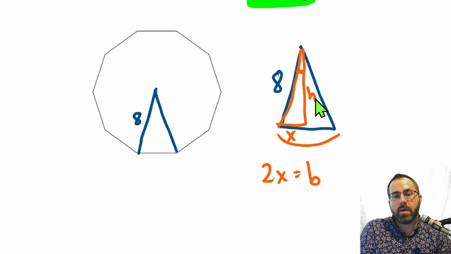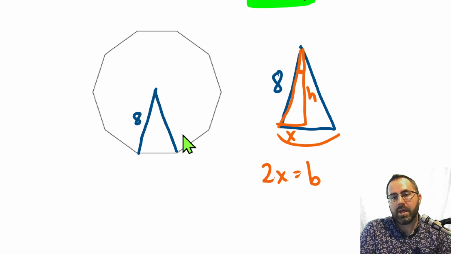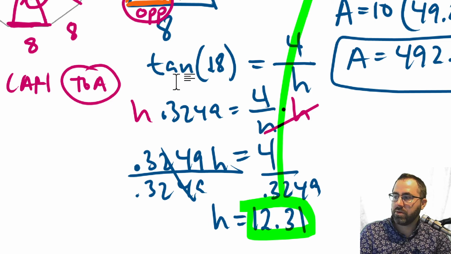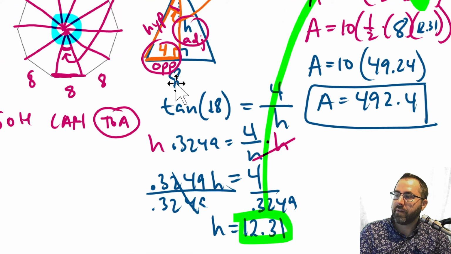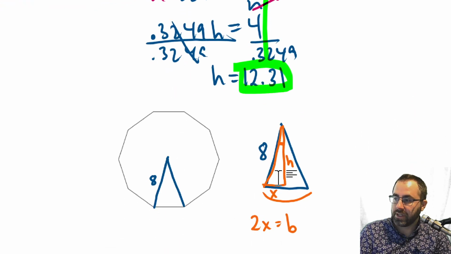So be aware that when using this method of breaking a polygon into triangles, it's not always going to be a tangent that you use to find your missing height or your missing base. It depends on what information is given to you in the triangle or given to you in the polygon, which becomes one part of one triangle.